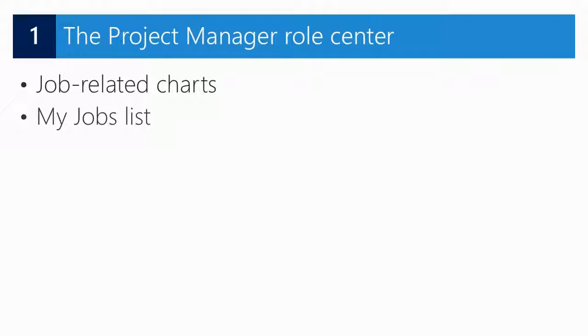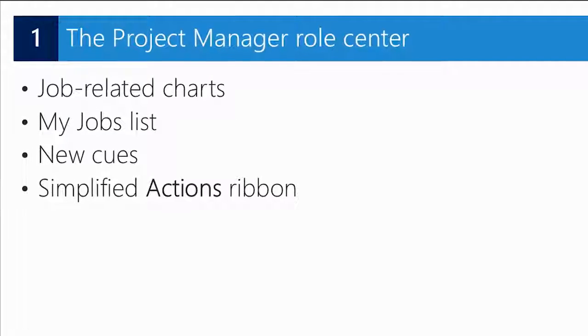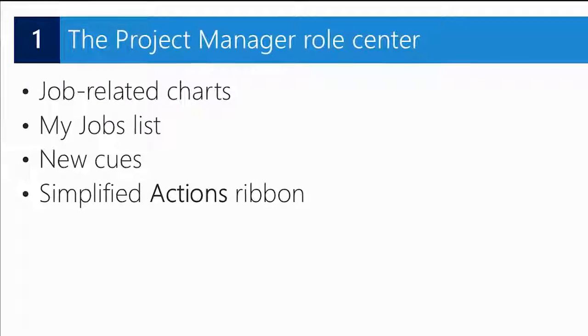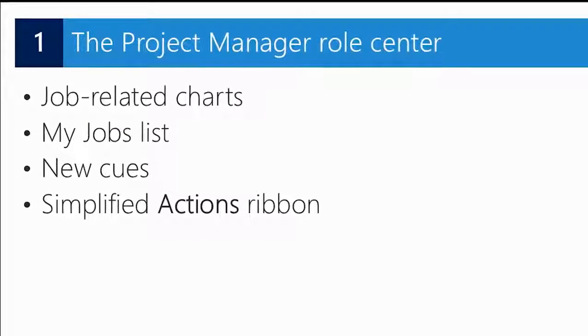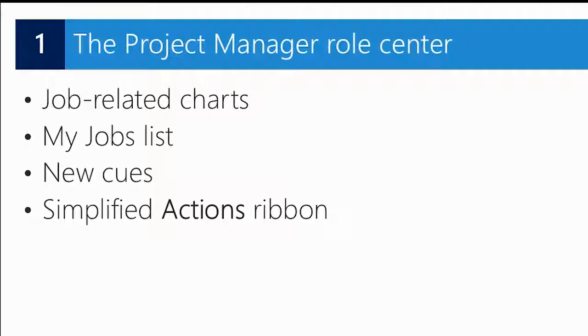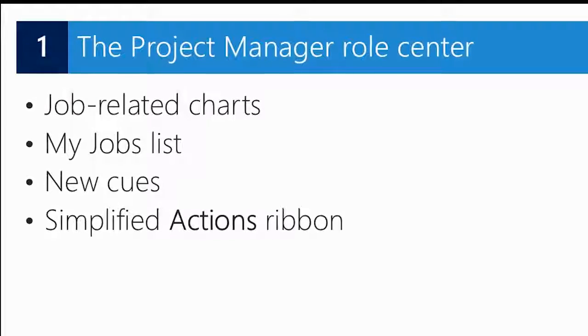The Project Manager Role Center displays important job information. There are job-related charts that show relevant job information. There are jobs assigned to me in the My Jobs list. And we have new queues as a starting point for important job-related tasks. And finally, we also have simplified actions in the ribbon.